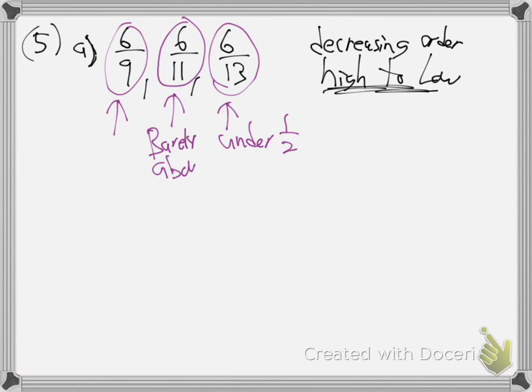Barely. What did I write there? Barely above a half. And this is 2/3, really. Way above a half. So they're already from high to low, aren't they? I'm not going to need to rearrange anything. They're already high to low. So that's the principle there, that if the numerators are the same, a bigger denominator actually makes the number smaller.